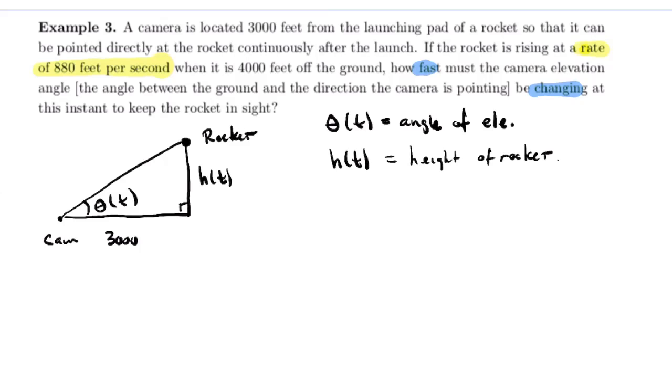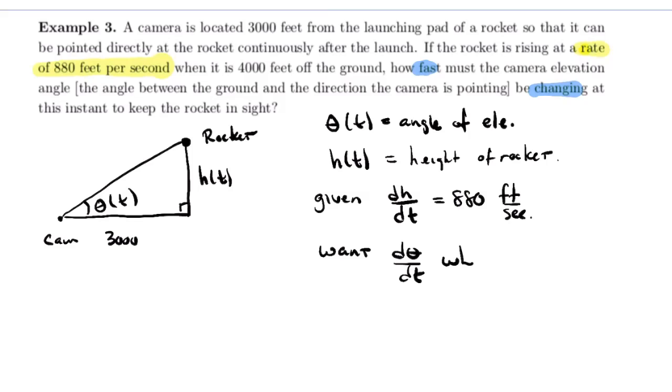In fact, we were given its rate of change. We were given, in calculus language, I'll write it, dh/dt is 880 feet per second. Positive because h is increasing as time goes on. 880 feet per second, positive. What do I want? I want d theta/dt when h is 4,000. You see that in the paragraph? I want to know what that angle is doing when we're 4,000 feet off the ground.